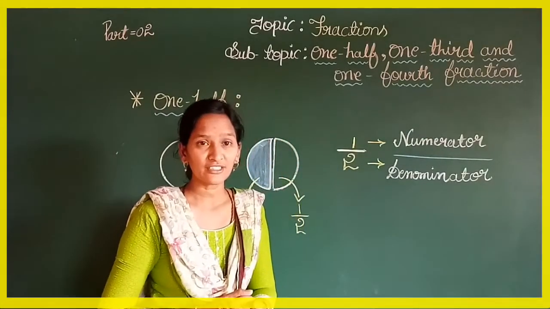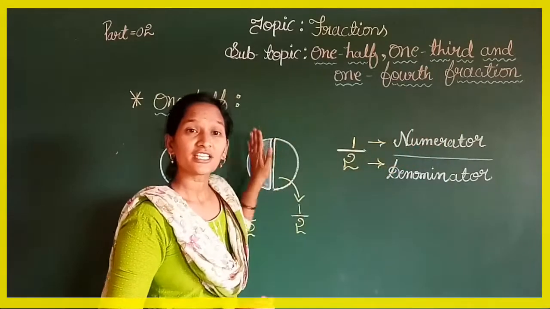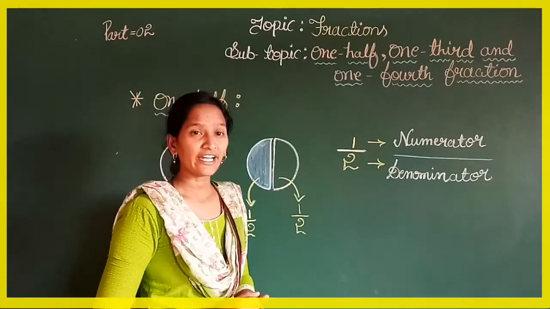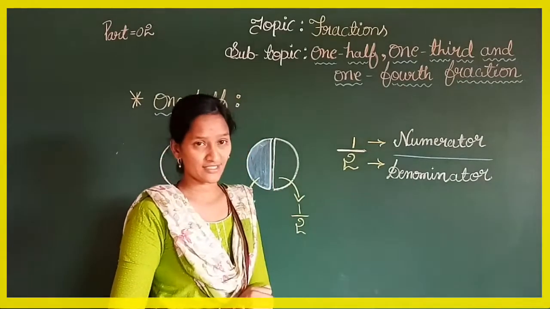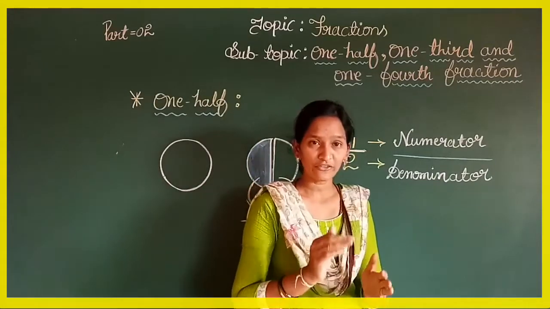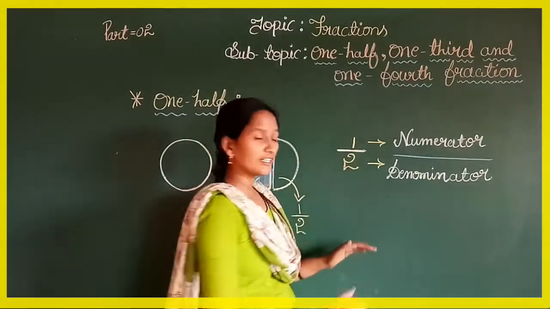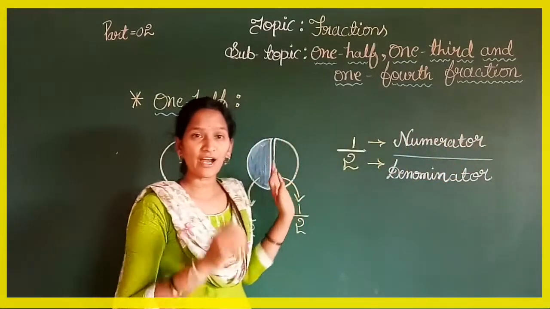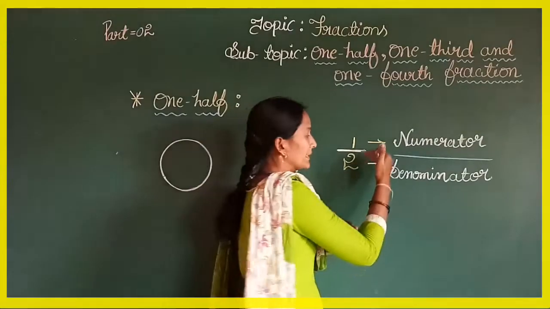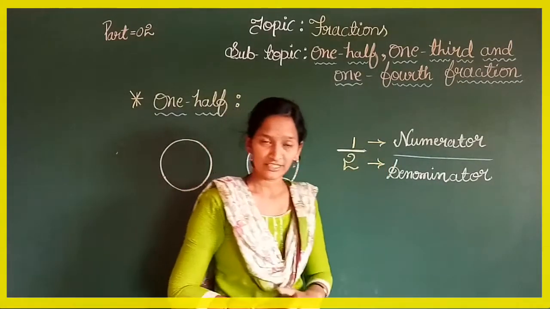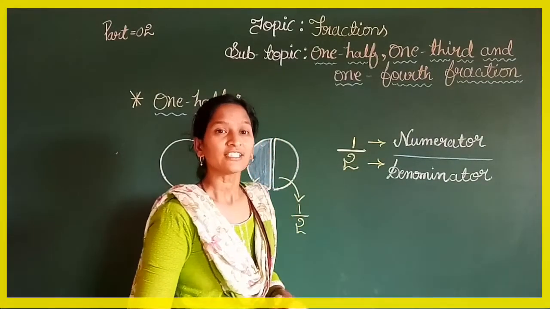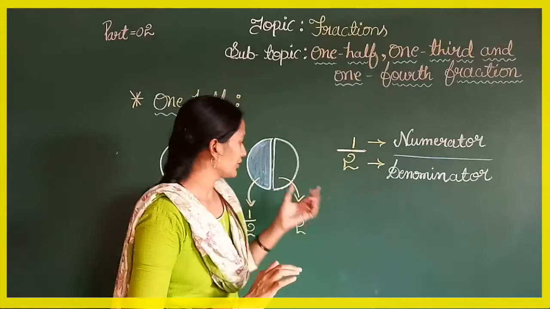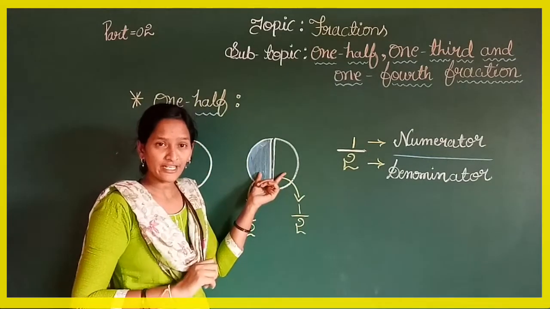What is the numerator? The numerator indicates the shaded part. And what does the denominator indicate? The denominator indicates the total number of equal parts. One more time, all of you observe here. In a fraction, the number written above the line we call the numerator, and it shows the shaded parts only. The number written below the line we call the denominator, and it is only the total number of equal parts. Here the total number of equal parts is 2, right children?